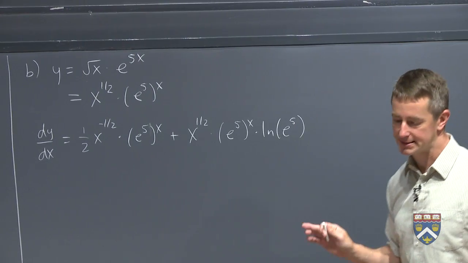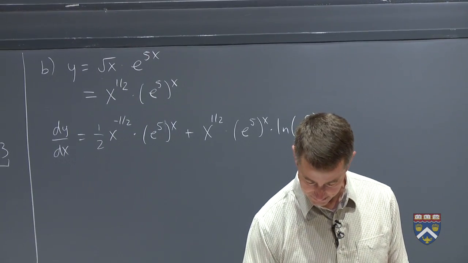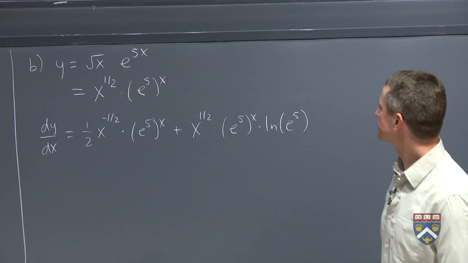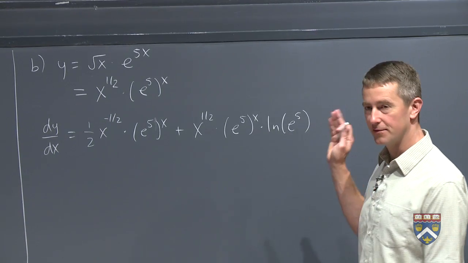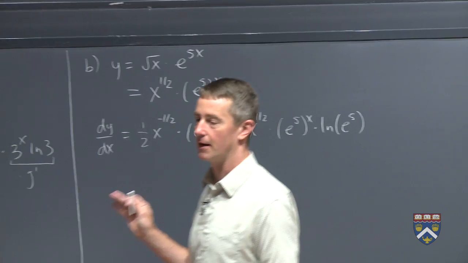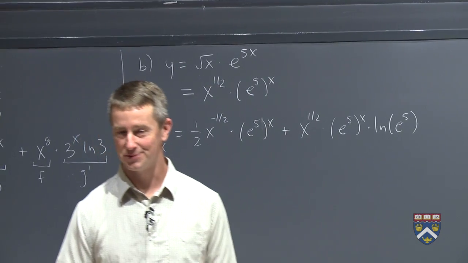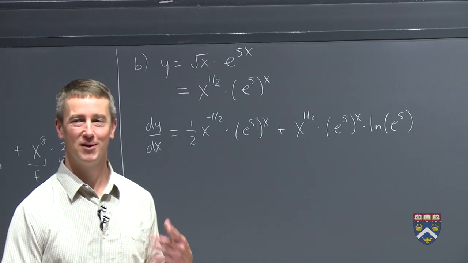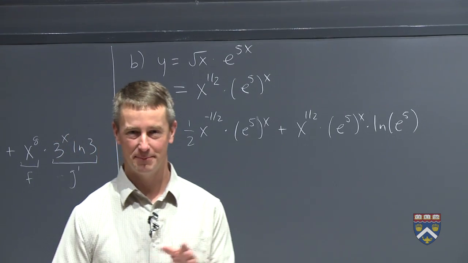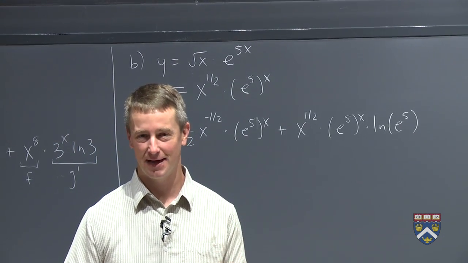And as usual, we don't need to simplify any of these things. If you want to simplify them, that's great. Go ahead and do it. But for example, ln of e to the 5 is just 5. But you don't need to simplify if you don't want to. So this is how we have to take the derivative of a product. Do not just take f prime times g prime. We have to follow the product rule, f prime times g plus f times g prime.